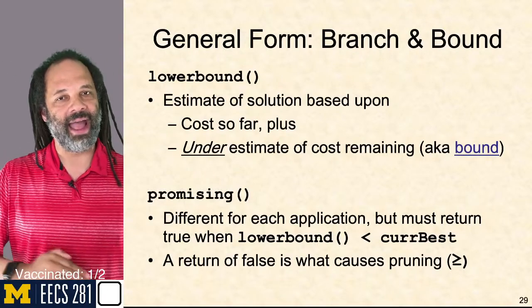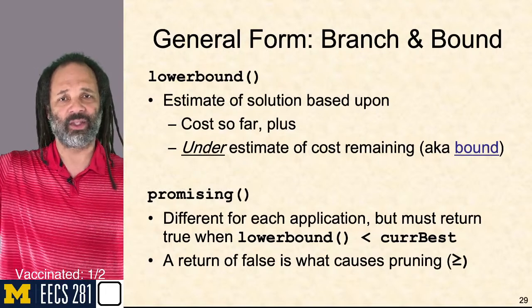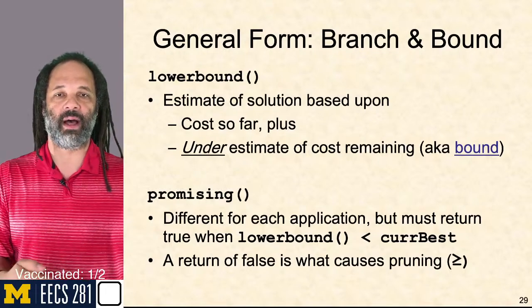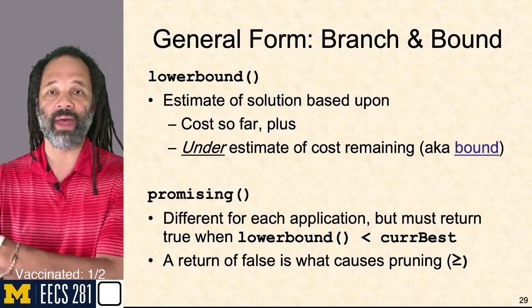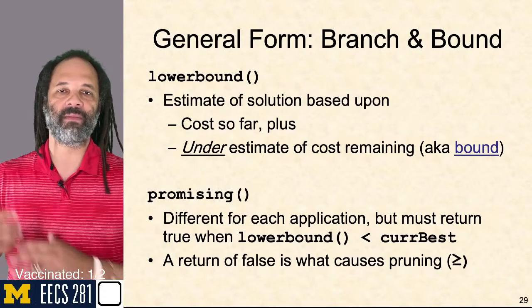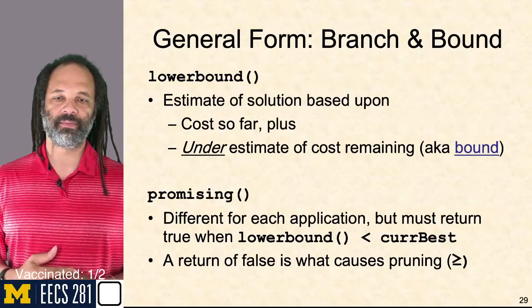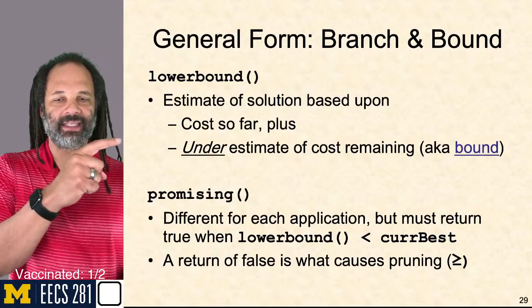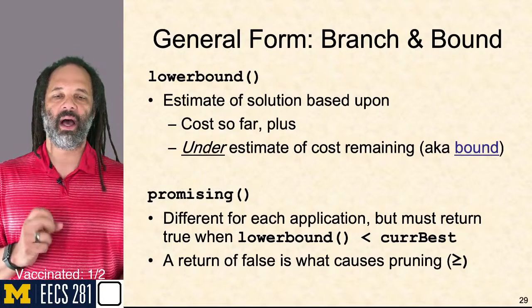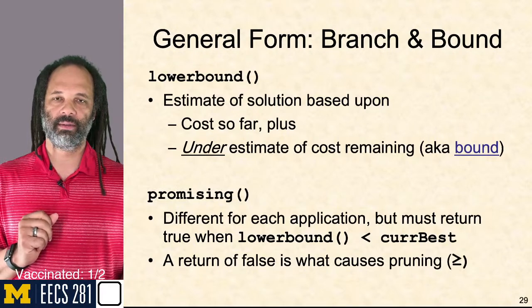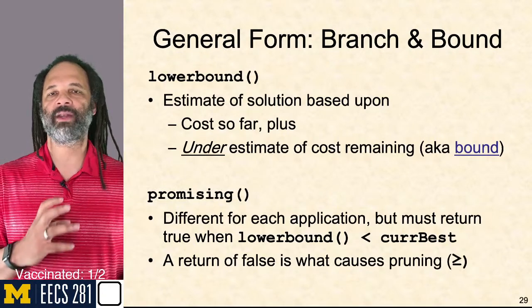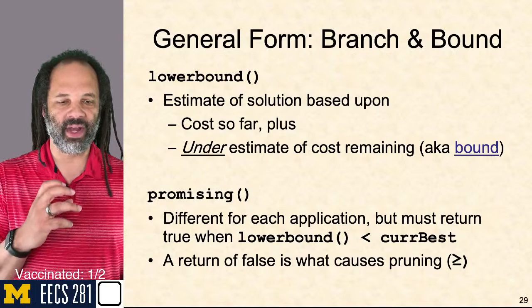However, if I overestimated and said I think it's 20 or 25 when it's really just 12, I don't go that way and I quite possibly miss the optimal solution. So that's why this has to be an underestimate of the remaining work, right? Because I'm trying to do this minimization, so I have to have an underestimate.